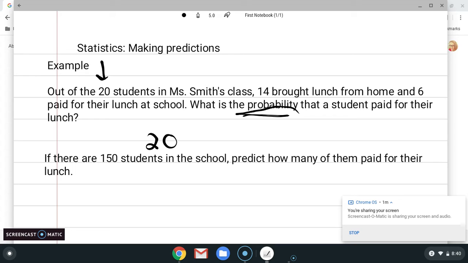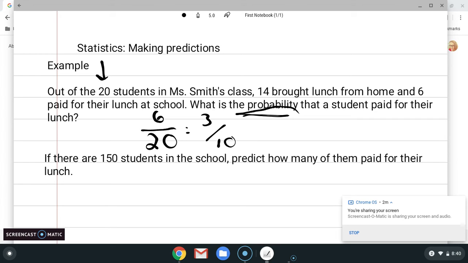So now we want to know how many students paid for their lunch. Well, look back in the problem, and it says that 6 paid for their lunch at school. So that's going to be my numerator. So my fraction is just 6 over 20. And if I wanted to, I could reduce this. I could divide each of these by 2 and get 3 over 10. That's the first part of my problem.